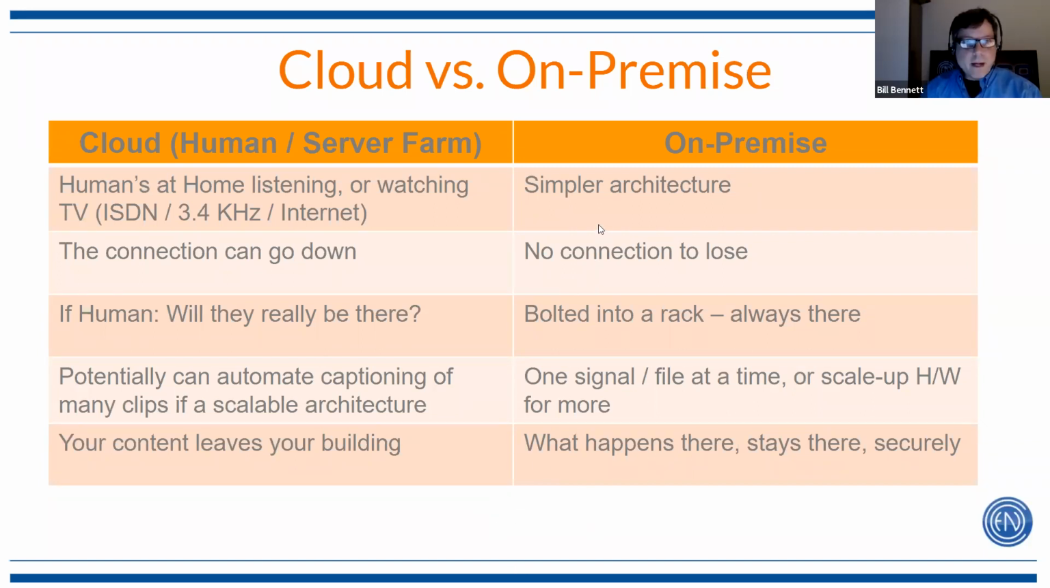On premises, when you have a box that's on-prem instead of cloud, obviously it's a simpler architecture. It just works on-prem, no internet, no connection to lose. Typically it's bolted into a rack. Most of them are good at one signal at a time or one file at a time. You can scale up the hardware if you do need more. And therefore what happens on that box stays in that box.